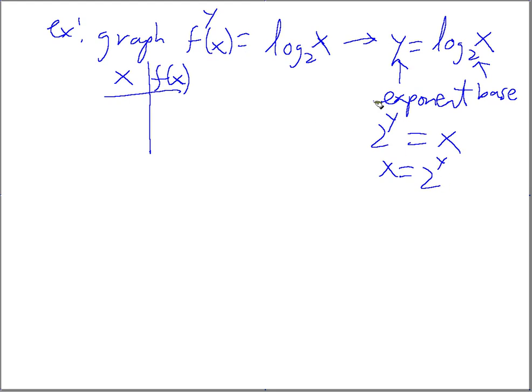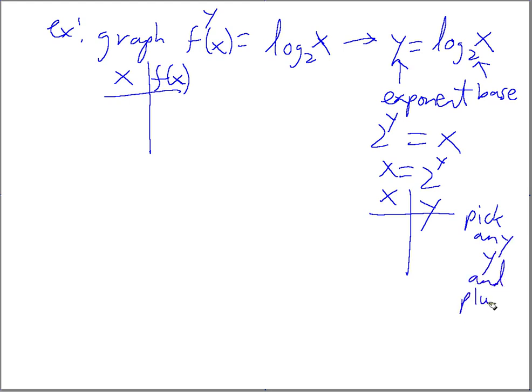So, what does that mean? It means that we have x in terms of y. That means it's easier to generate a table, if you will, of x and y, not by picking numbers for x, but by picking numbers for y. So in this case, we're going to pick any y and plug in for the x coordinate.